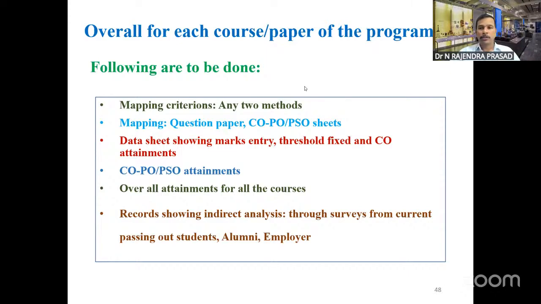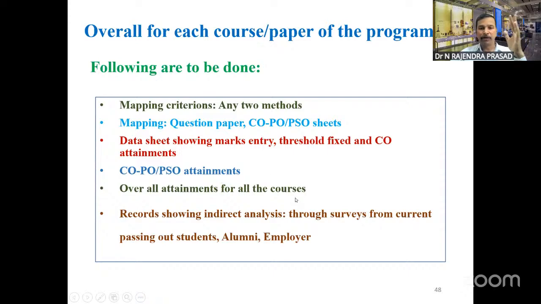So you have to be aware of the following in order to be well versed with outcome-based education to assess the performance of your higher education institution: understanding the mapping criteria, any two methods, by knowing the percentage of hours dedicated or assessment tools used, or the keywords mapping, matching between CO and PO. You should be aware of mapping the questions with COs and ultimately CO with PO or PSO. You should know data entry and doing the calculation. Attainments you have to calculate.